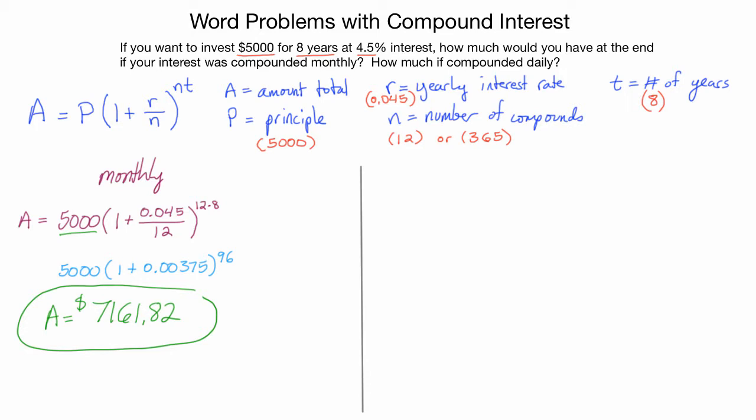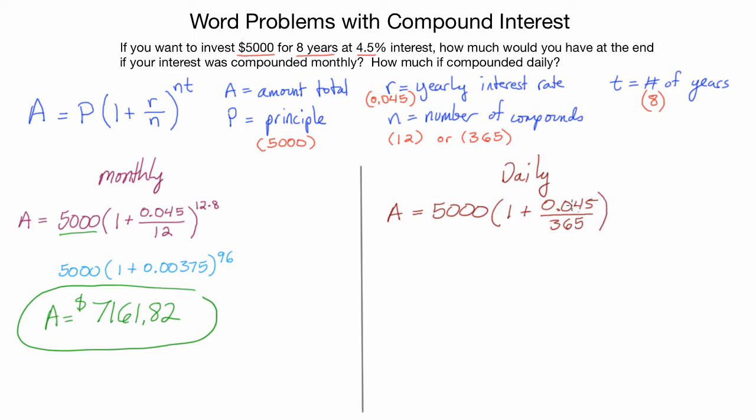Let's do daily. Let's switch colors here. So on the right side, we're going to do daily now. So what if I compound things daily? It's still finding A, the same principal, $5,000. But now I'm going to do 1 plus, it's still my yearly interest rate, 0.045. But now instead of breaking it into 12 months, I'm going to break it into 365 days. So I'm going to divide it by that 365.